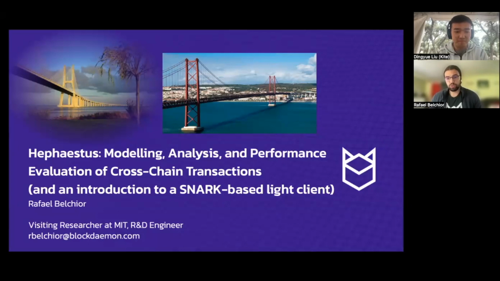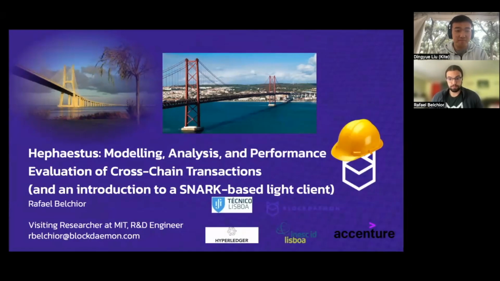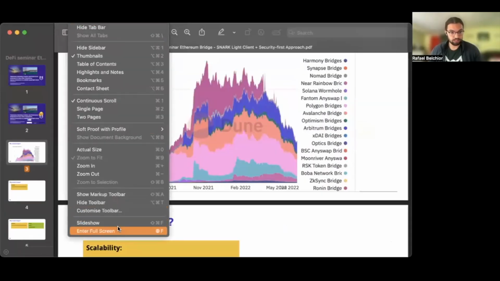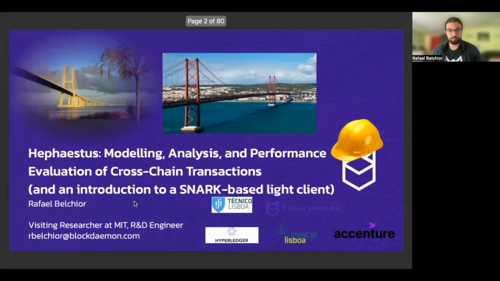So today we're going to talk a bit about bridge security and cross-chain security. And to introduce the topic of security, we're also going to discuss a specific bridge implementation we're conducting at Blockdaemon called Blockdaemon and Metacraft Labs, which is a SNARKs-based light client. That's the infrastructure to build secure bridges.